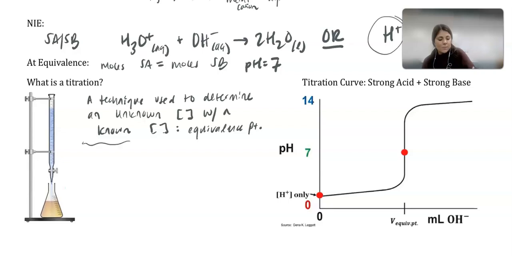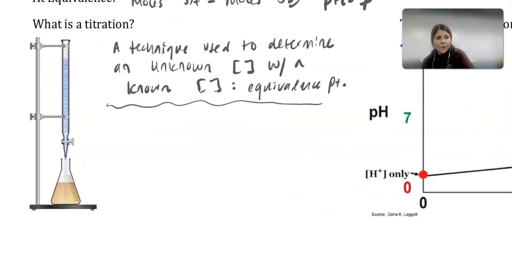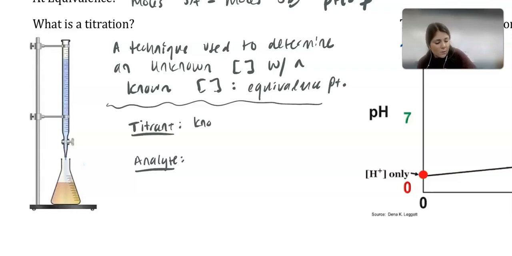Okay, so a few kind of terminology things. We have something called the titrant and we have something called the analyte. So the titrant will be our known concentration. Please note concentration means molarity, big M. The titrant is what you're going to be putting in the burette.